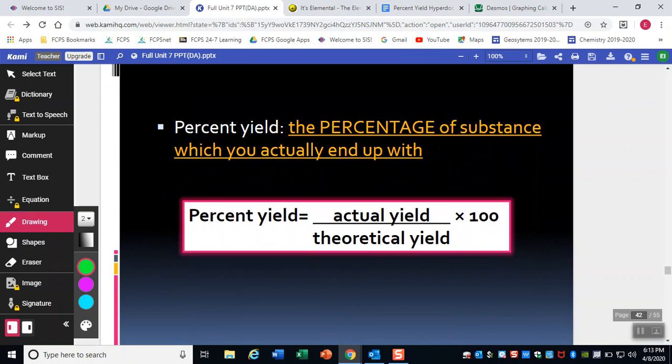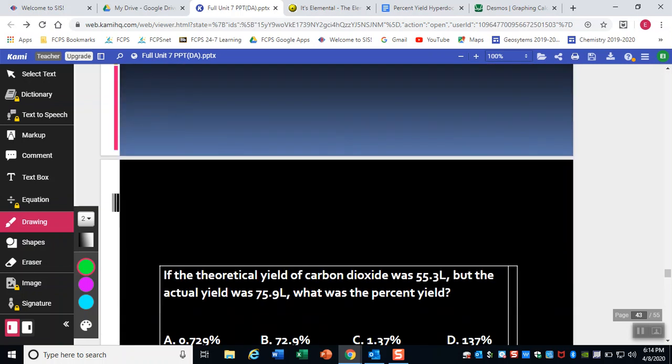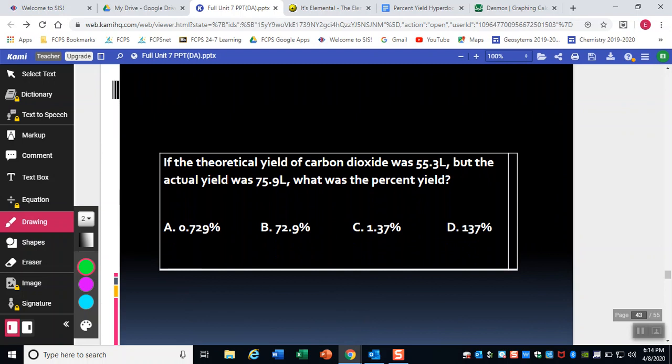You take your actual yield and you compare it to what you were expecting, the theoretical yield. And usually you're going to end up with less. In a chemical reaction, you're going to end up with less than you expect, unless it's perfect, which it never is. So if the theoretical yield of carbon dioxide is 55.3, but the actual yield was 79, what's the percent yield?